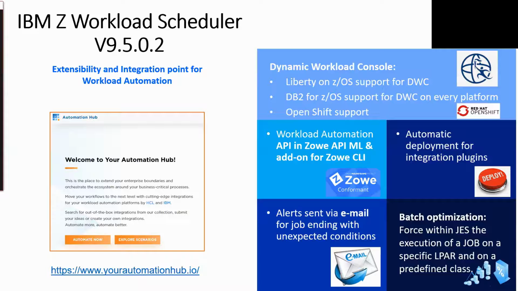The automatic deployment of integration plugins is strictly related to the Automation Hub. I will talk about it later, and the same for the other two enhancements: the possibility to configure alerts sent via email when some unexpected condition happens, or the possibility to enforce JES to run a job where I decide and not where JES decides. But I will focus now on the Zowe extension first.